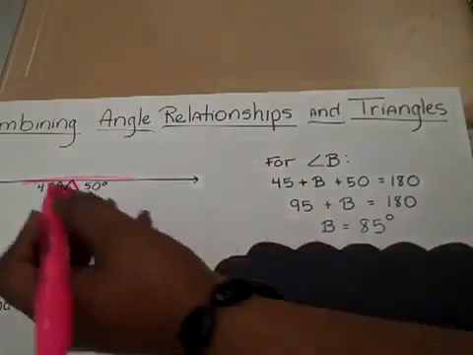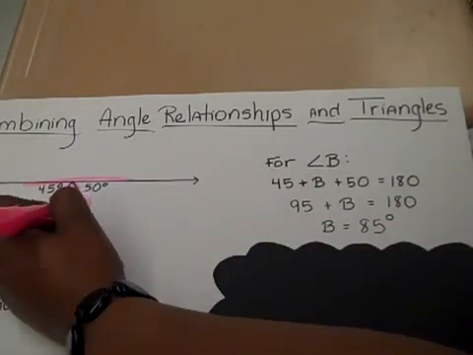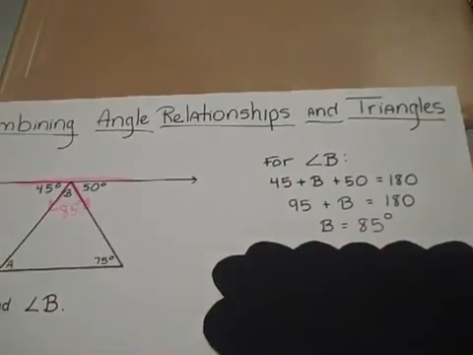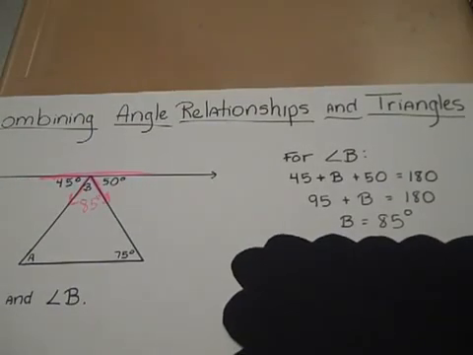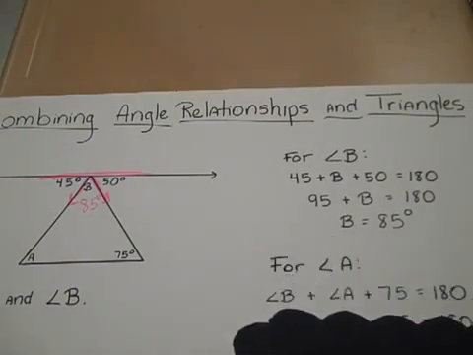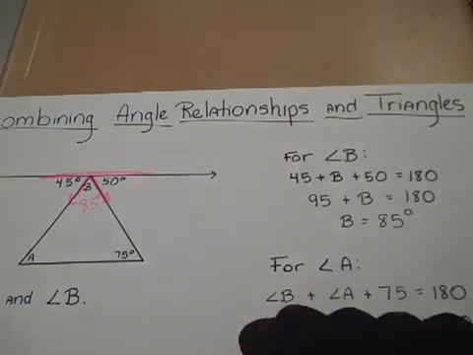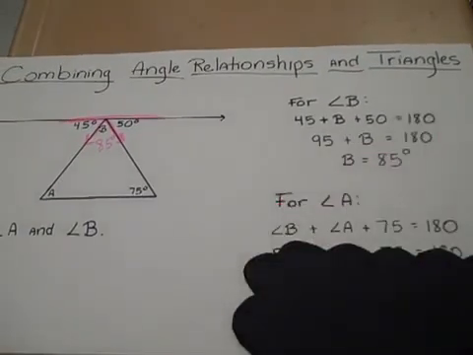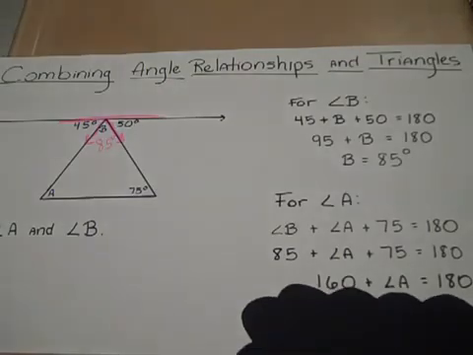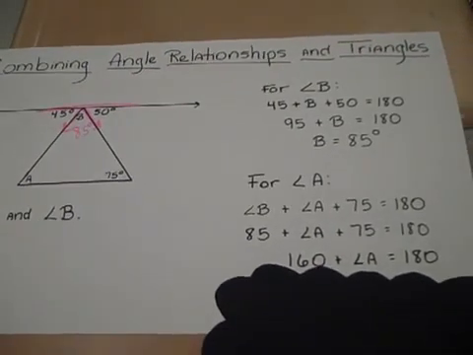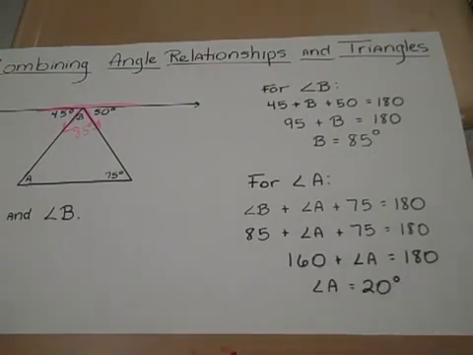And once we have found that B is 85 degrees, you will plug that into the picture. Remember that all triangles equal 180 degrees, and set those three angles equal to 180 degrees. After doing that, you would substitute what you found for B, which was 85 degrees. Then combine your like terms. Once you've combined your like terms, you will then solve the one-step equation to find that angle A is 20 degrees.